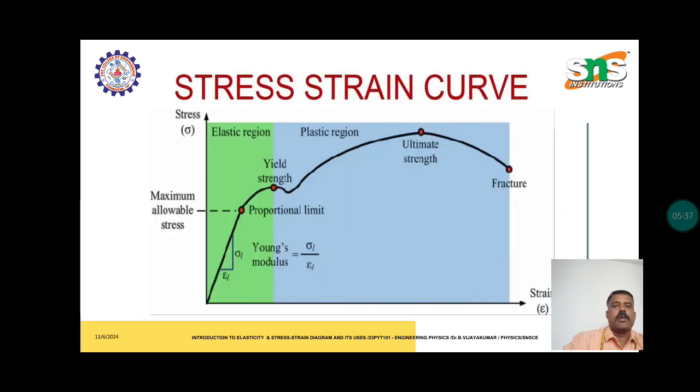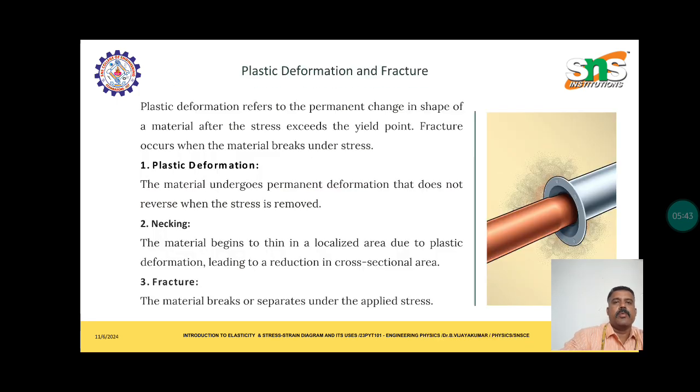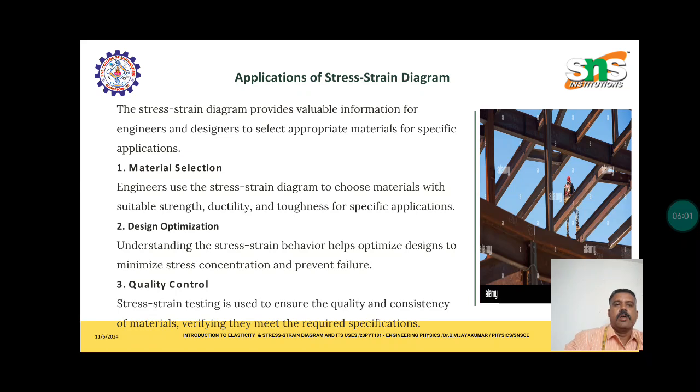This is a color diagram of stress strain, and the two important points are plastic deformation and fracture. In plastic deformation, the deformation is permanent, and necking occurs in a localized area during plastic deformation. In fracture, the material breaks or separates under the applied stress. So many applications are formed from these stress strain diagrams.